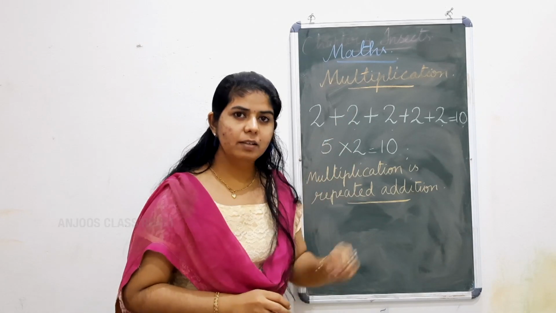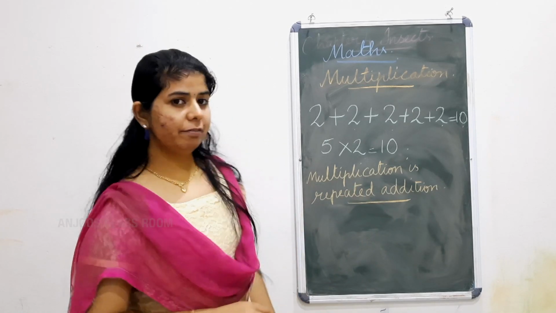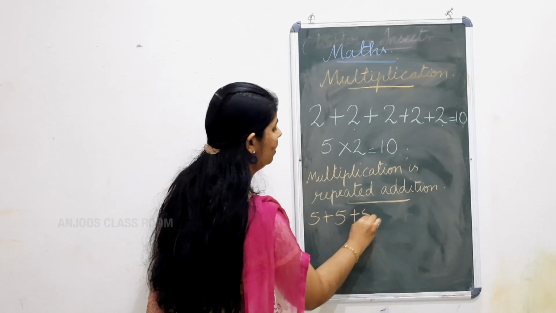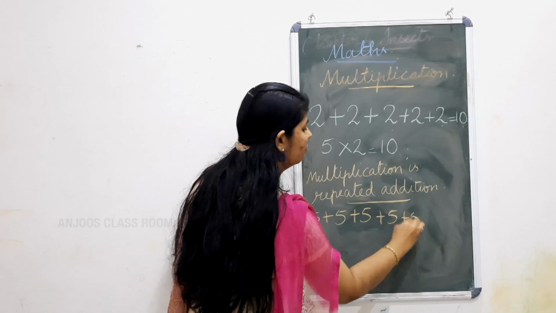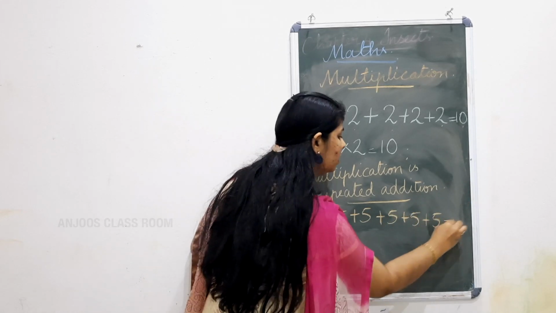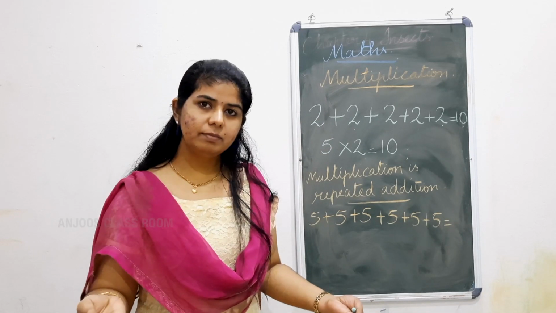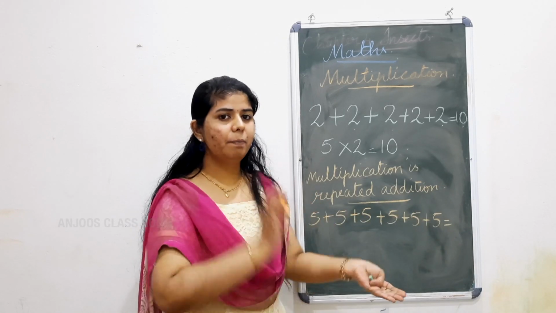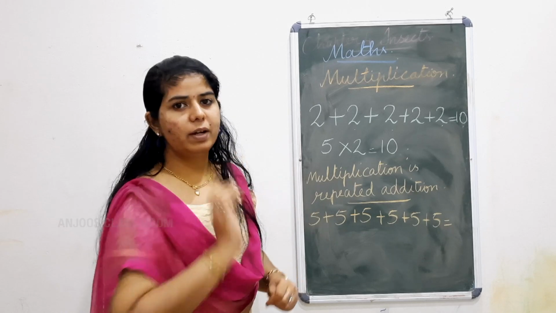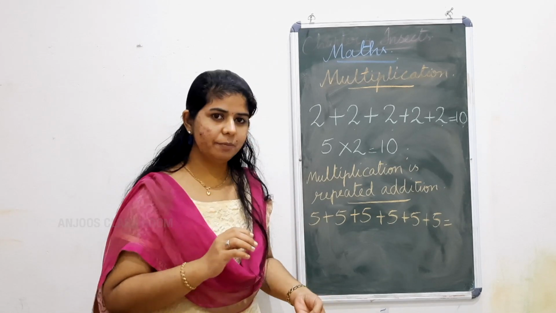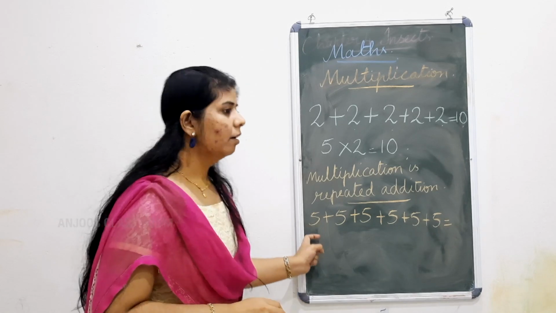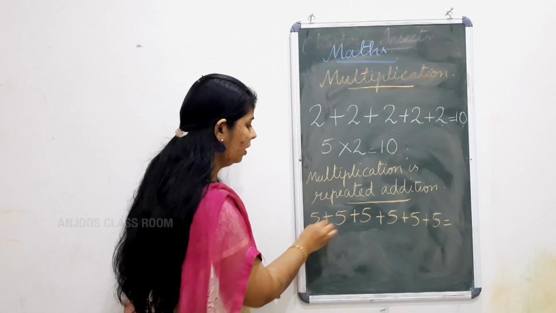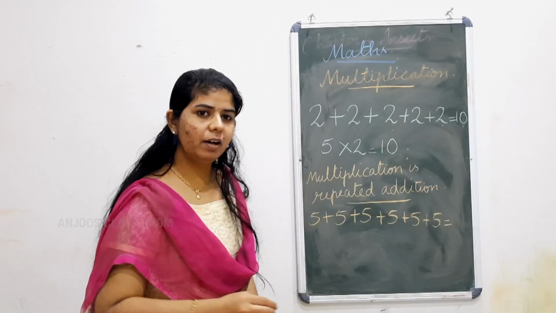One more example, shall we take? Yes. We'll take the number 5. I'm writing here 5 plus 5 plus 5 plus 5 plus 5 plus 5 is equal to what I have to find out. We are not going to add it; instead, by looking at the multiplication table, we are going to write the answer. So what do you do first? Count the number of 5s I have written here. Count it. 1, 2, 3, 4, 5, 6. How many 5s are written here?